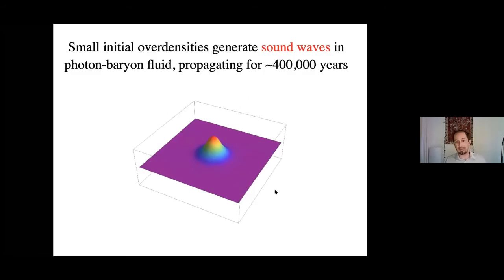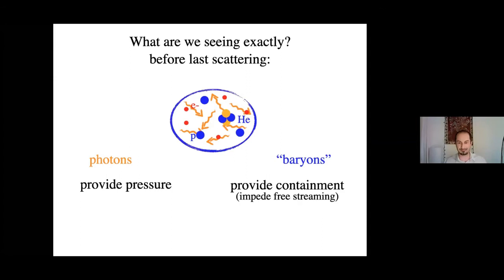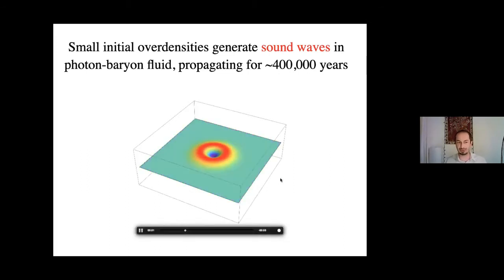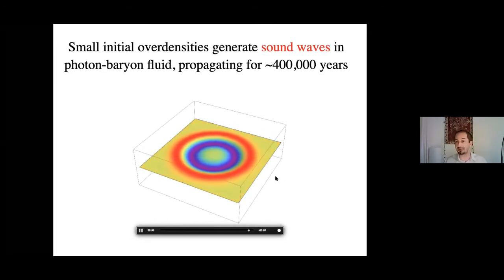Now if you imagine starting in an idealized setup, if you have some small overdensity in the early universe, and you put this overdensity in a fluid which has a large pressure, an ideal fluid, this will launch a sound wave. This sound wave will propagate for as long as we really have an ideal fluid, which is about 400,000 years. After that, photons will decouple from the baryons and will start free streaming.